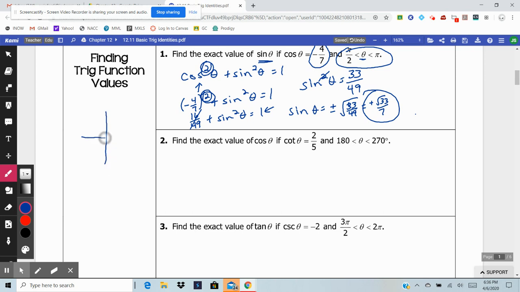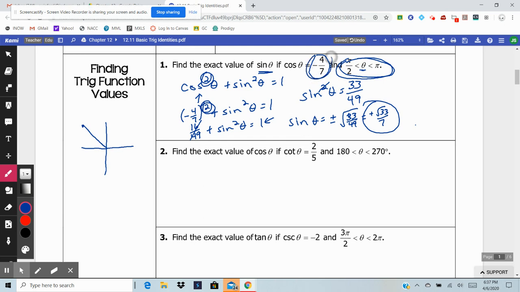So what you can do is draw an XY axis. We know that our angle is somewhere in the second quadrant. So what I want you to do is draw a second quadrant angle over here. It doesn't matter where, just make sure it's in the second quadrant. So there you go. There's your angle. And I know that the cosine of my angle is -4/7.